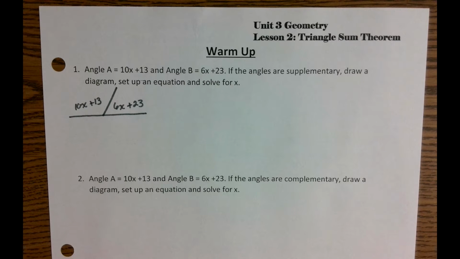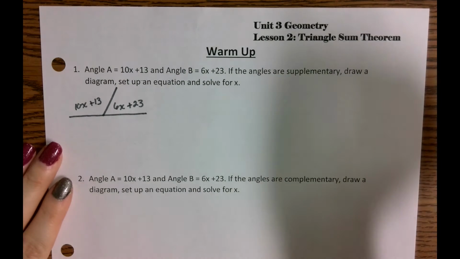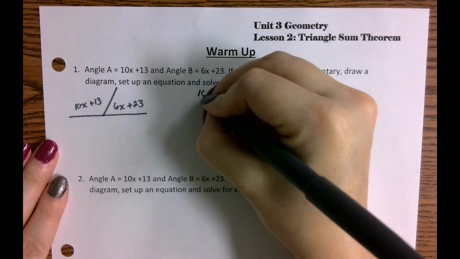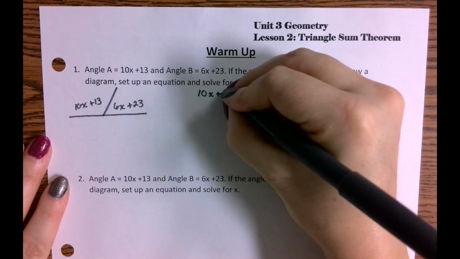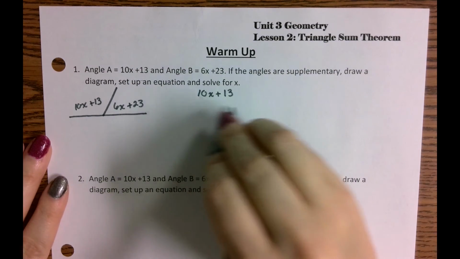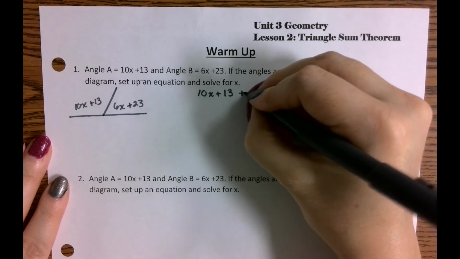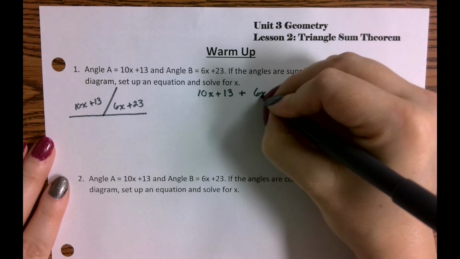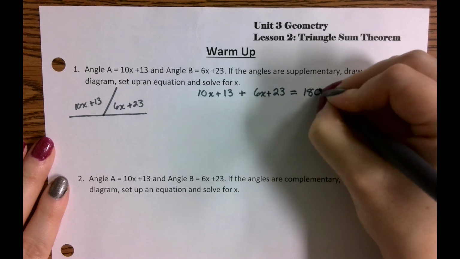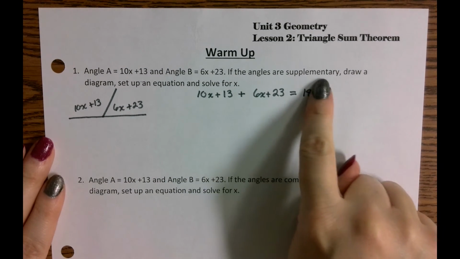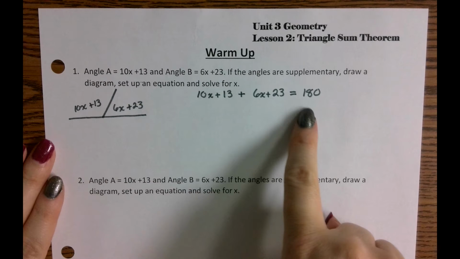Now, the equation, what will the equation look like? Alex? Good. 10x plus 13, that's angle A, plus 6x plus 23 for angle B, and it's going to be set equal to 180. Because it's a supplementary angle set, it's going to be set equal to 180.